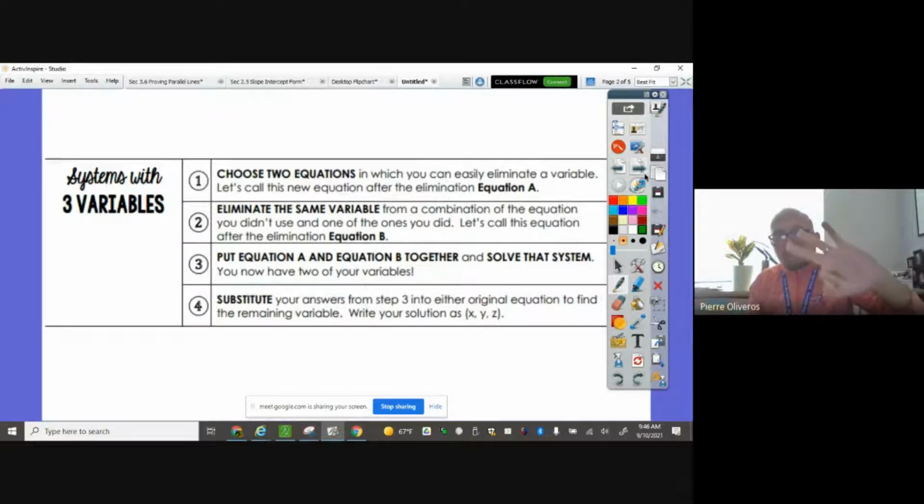So now from three equations, you have two new equations, A and B. The third step is to put equations A and B together and solve that system. You now have two variables, so you can do elimination or substitution using these two equations A and B. And step 4, substitute your answer from step 3 into either of the original equations to find the remaining variable, and write your final answer as x, y, z or a, b, c. Depends on the problem, okay?